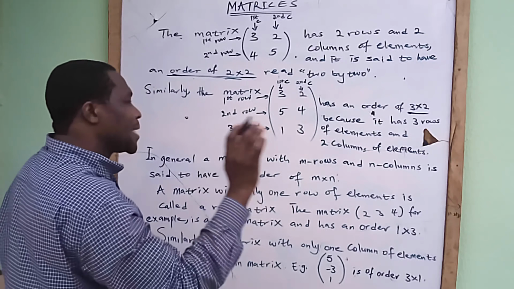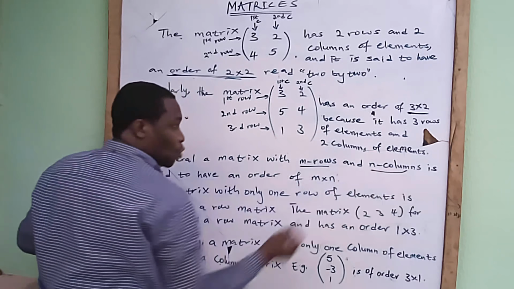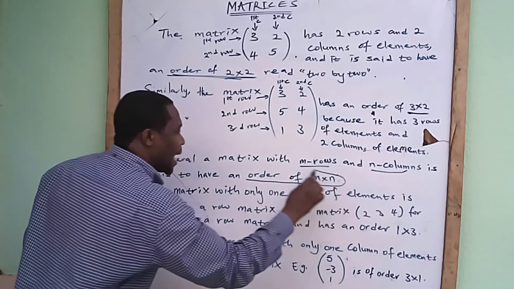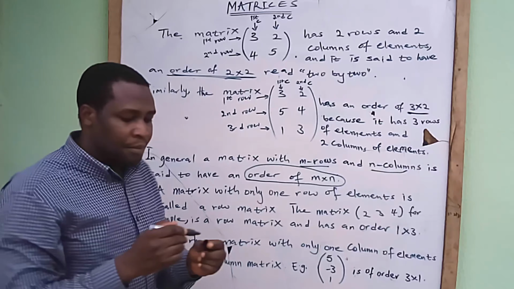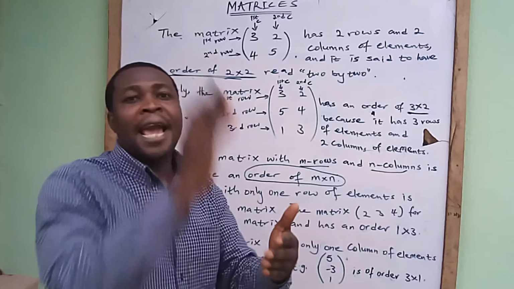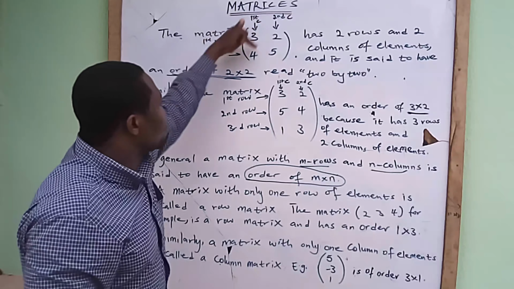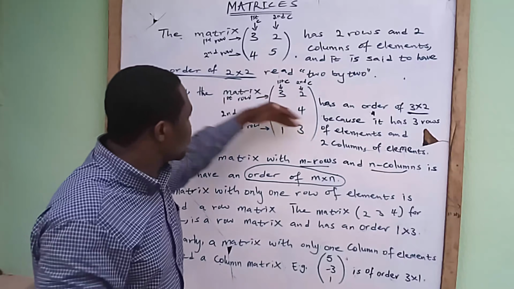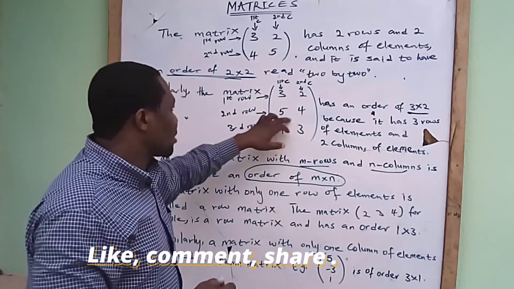In general, a matrix with m rows and n columns is said to have order m by n. So you mention the row first before the column. So m rows, n columns. Therefore, if you have 2 rows, 2 columns, that's a 2 by 2 matrix. But if you have 3 rows, 2 columns, that is 3 by 2. The order of the matrix here is 3 by 2.